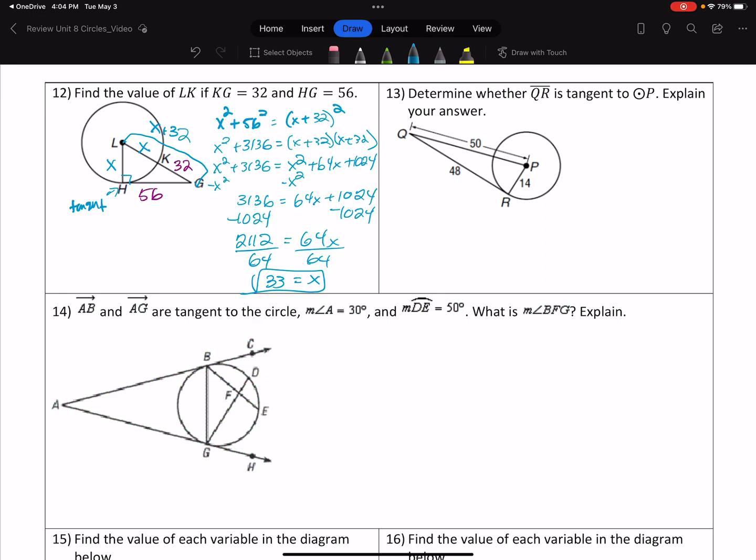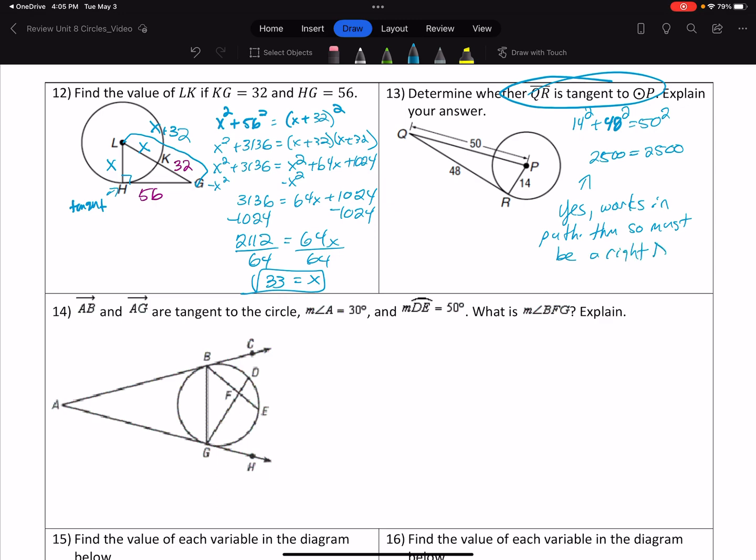Okay, this next one, I know 14 squared. If it is tangent, then this is a right triangle. So 14 squared plus 48 squared should be equal to 50 squared. When I add those, 2500 is equal to 2500. So since this is going to be yes, works in Pythagorean theorem, so must be a right triangle.